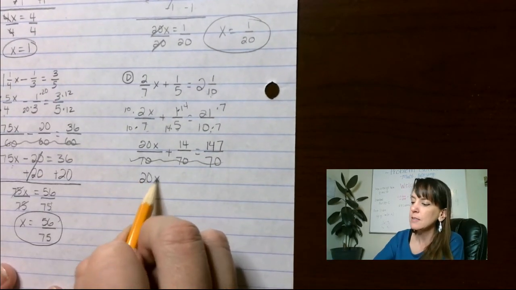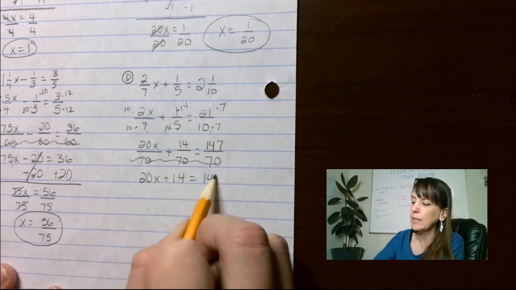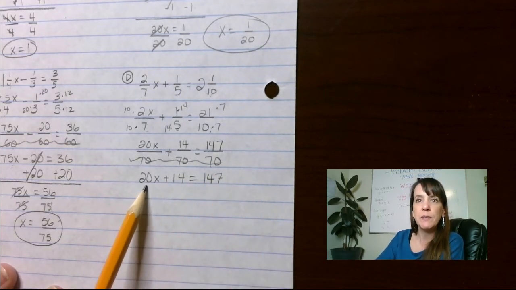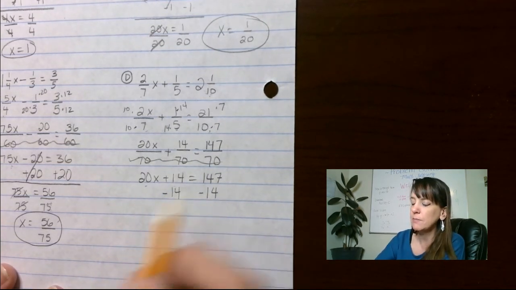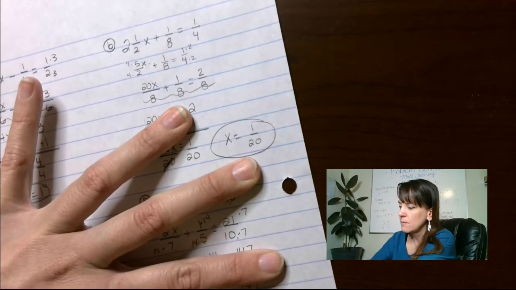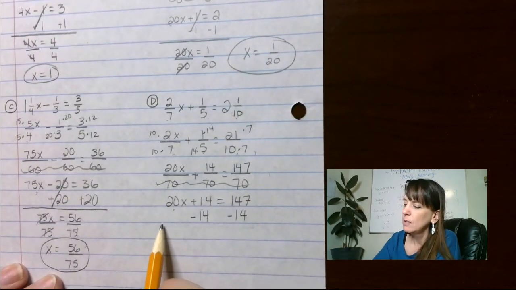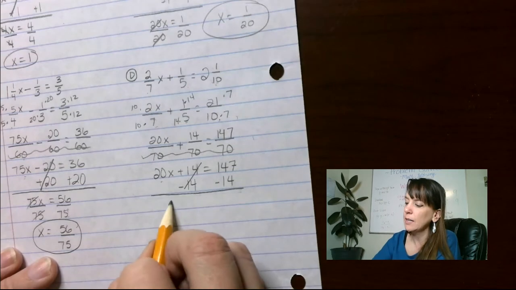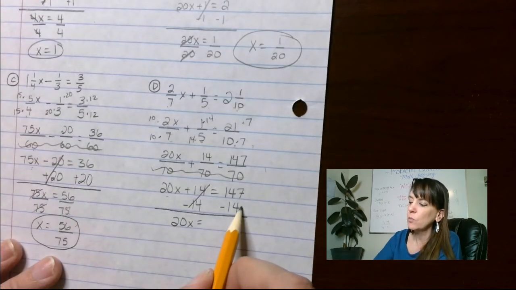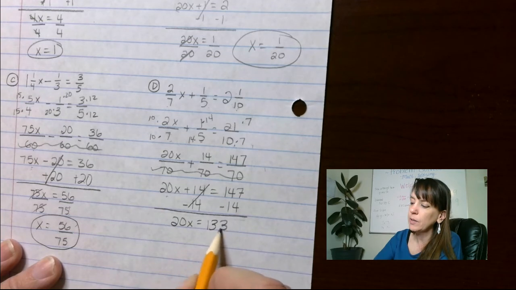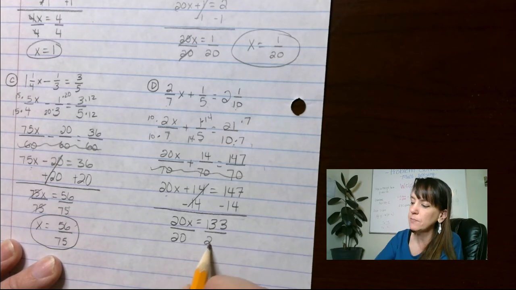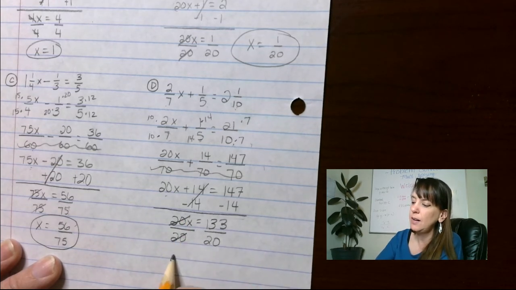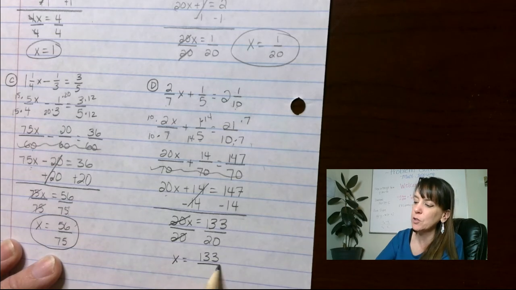We have 20x plus 14 equals 147. All right, we want to get this chunk with the variable by itself, so we're going to move this chunk to the other side. So minus 14, minus 14. That was dreadful. On the line, cancels out. I get 20x equals 133. Divide both sides by 20. This cancels out, this cancels out. x equals 133 over 20.